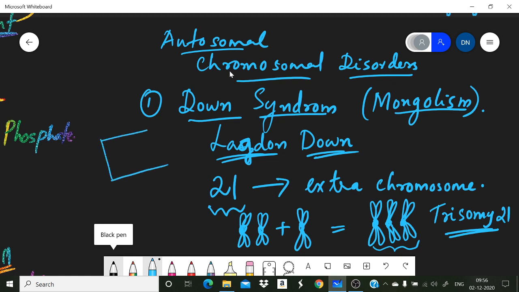In human beings we have 23 pairs of chromosomes. First one, second, third, fourth, fifth, like that it goes. And this arrangement is known as karyotype. Likewise, 21st, 22nd, 23rd pair. And here in the 21st position, this is happening: one extra chromosome occurs there. Hence, this condition is also known as trisomy 21.